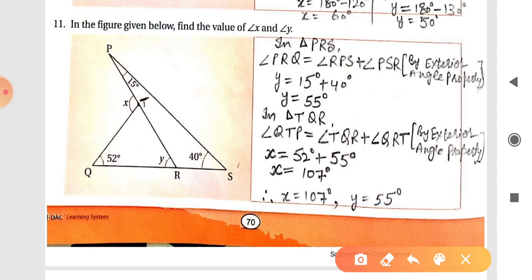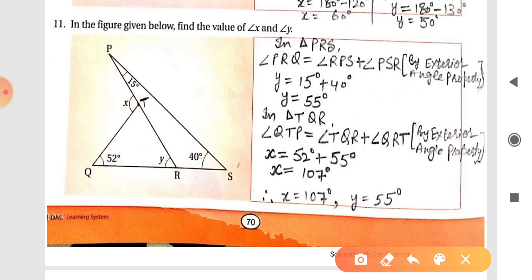Then we will use the exterior angle property. By the exterior angle property in triangle PRS, angle PRQ is equal to angle RPS plus angle PSR. Then the value of angle PRQ is y, and angle RPS is 15 degrees, and angle PSR is 40 degrees. Then y is equal to 55 degrees.